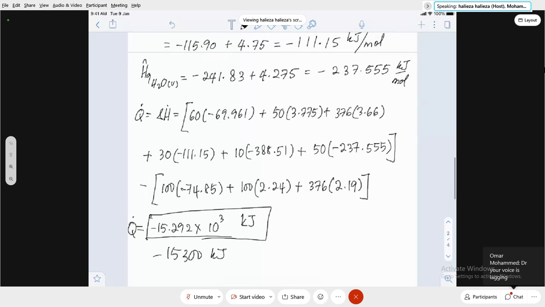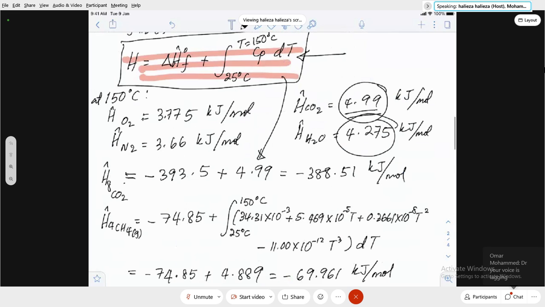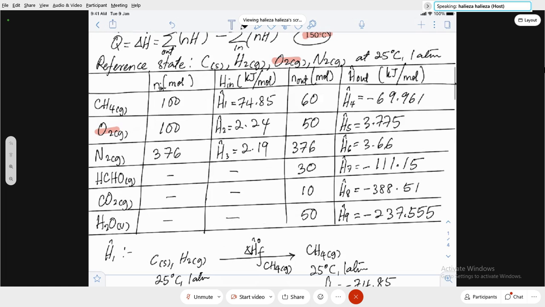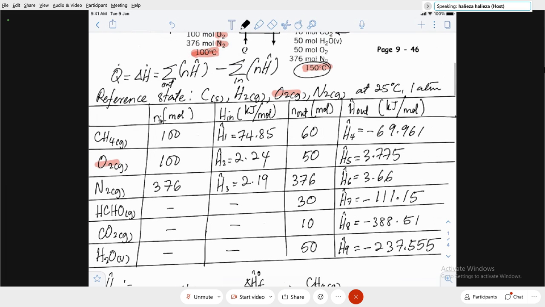Do it with the equation, and finally completing your table. And once everything is completed, it's all about solving your energy balance. Any questions?